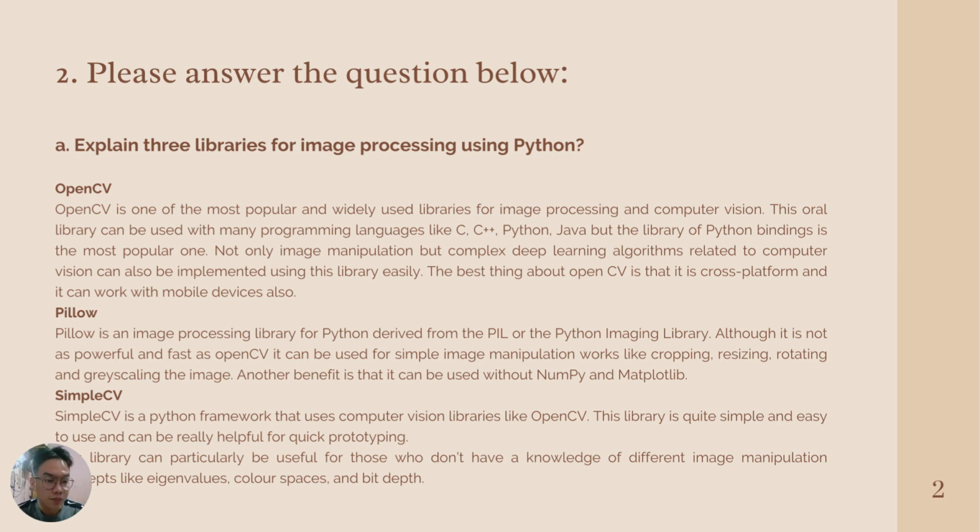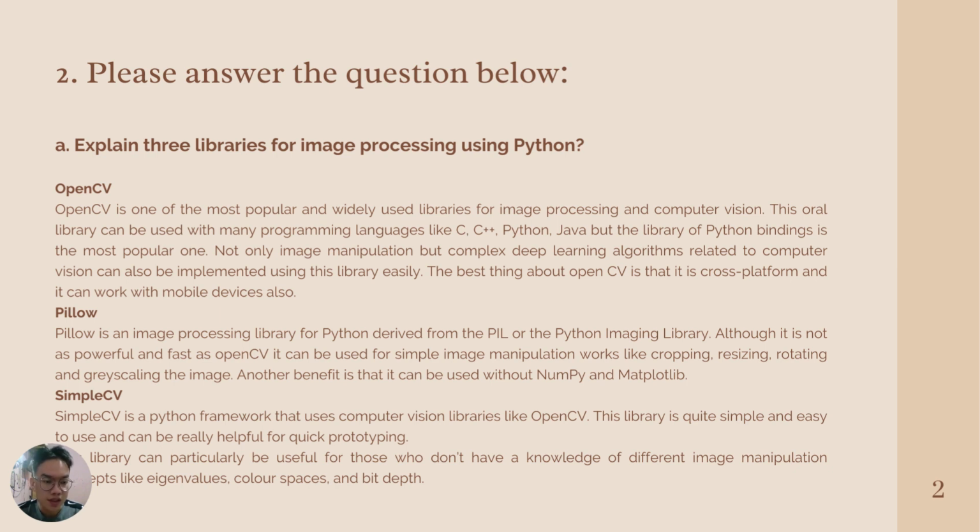And the second one is Pillow. Pillow is an image processing library for Python derived from the PIL, or the Python Imaging Library. Although it is not as powerful and fast as OpenCV, it can be used for simple image manipulation works like cropping, resizing, rotating, and grayscaling the image. Another benefit is that it can be used without NumPy and Matplotlib.